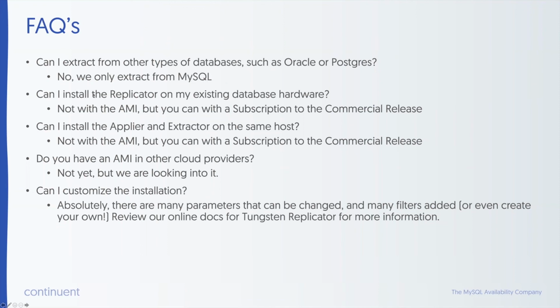Okay. Can you install the replicator on your existing database hardware? Not with the AMI, you can't. So if you want to use the AMI against your existing databases, the AMI would need to be launched on the EC2 instance that you launch from the marketplace. However, if you want to install on your existing database hardware, it is possible to do that, but you would need a subscription to the commercial release of the software instead. So if that's something you want to do, come to us via sales@continuent.com, and we can discuss those options.